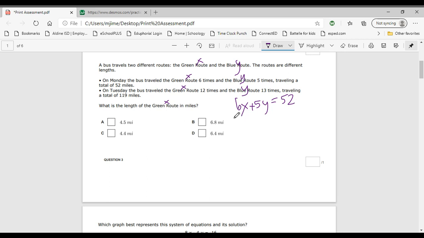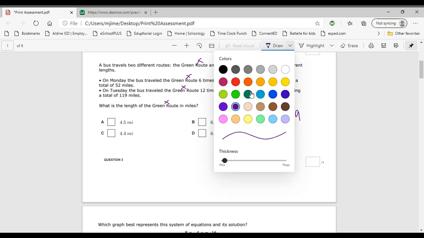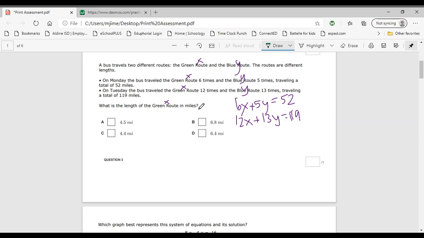And then 12X plus 13Y equals 119, right? Well, they want you to solve for X. That means that the letter that I want to get rid of is Y, right? Because I want to get X by itself.